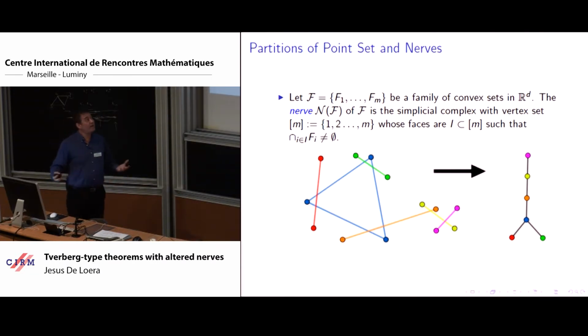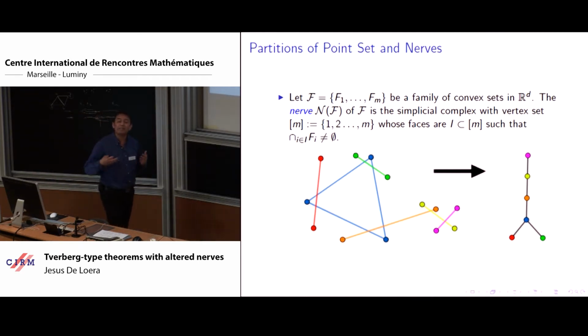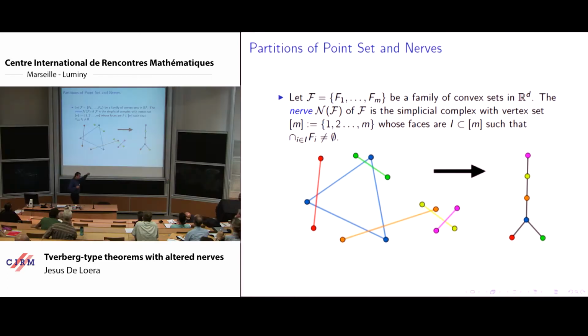When I have a family of convex sets, I define the nerve of the family to be the simplicial complex that I get. So the faces correspond to subsets. Essentially my simplicial complex is an abstract simplicial complex. I label the sets 1, 2, 3, 4, all the sets, and the faces will be given by subsets of intersecting sets. Here's an example.